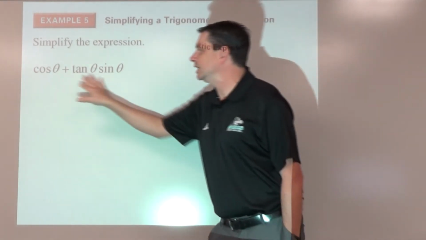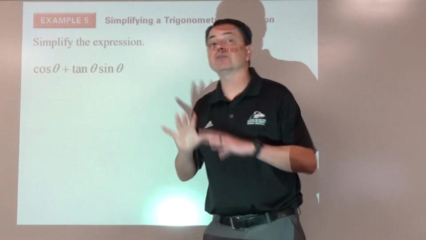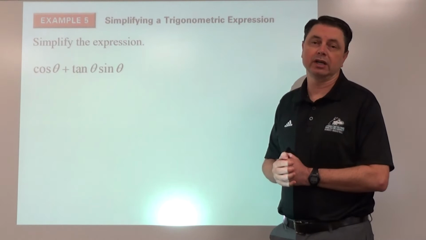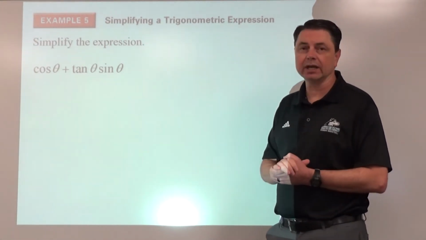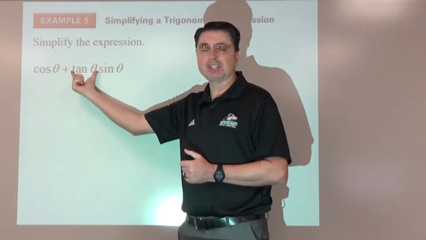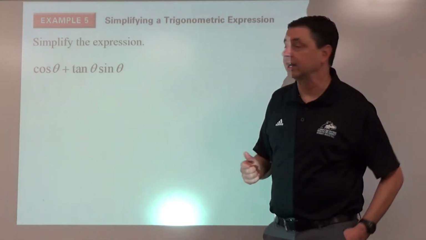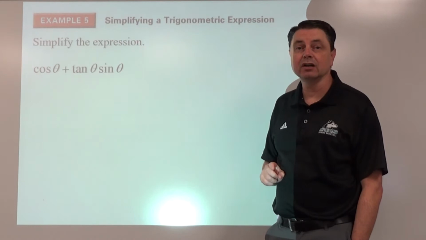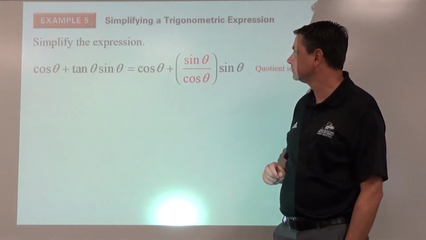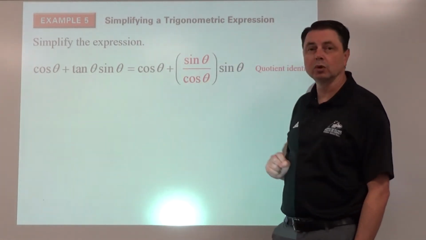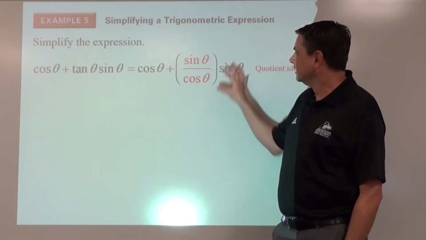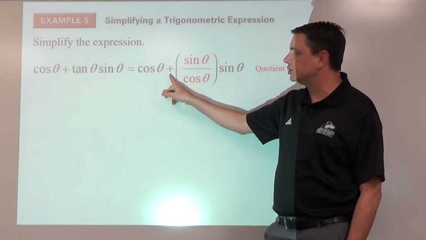All right, example number 5, simplify the expression. One strategy can be to get everything in terms of sines and cosines. So if we go that direction, we're going to want to change tangent theta. And that would be using the quotient identity, sine theta over cosine theta. So, quotient identity. Then we can multiply these, and then we're going to want to do some addition.